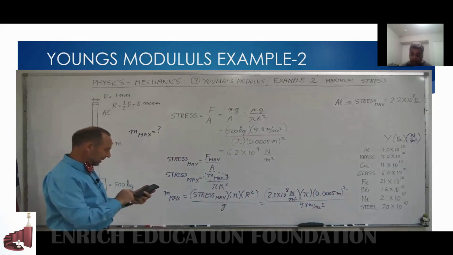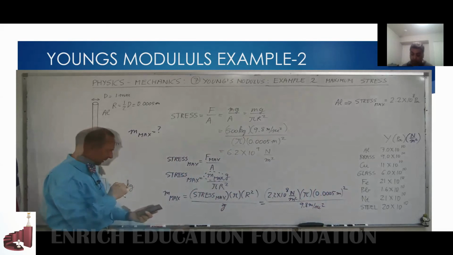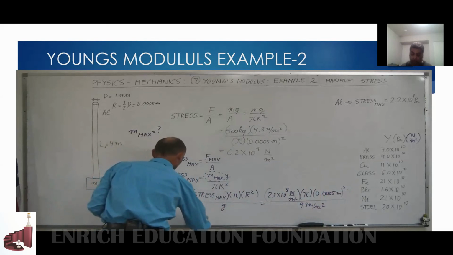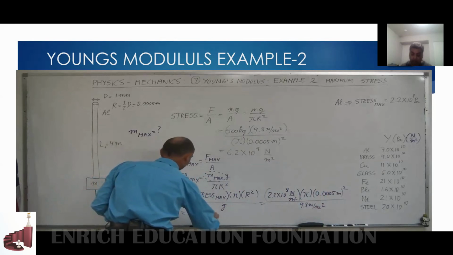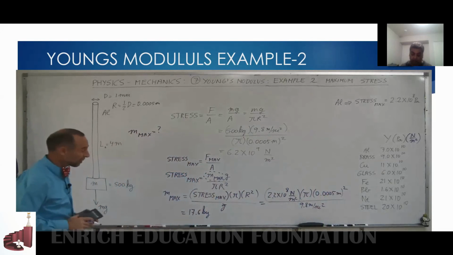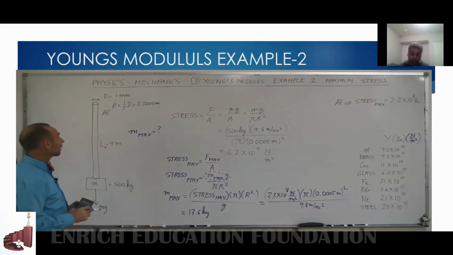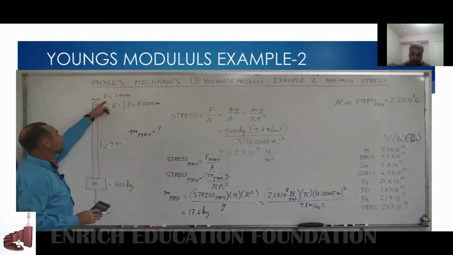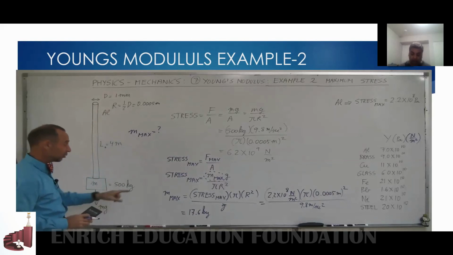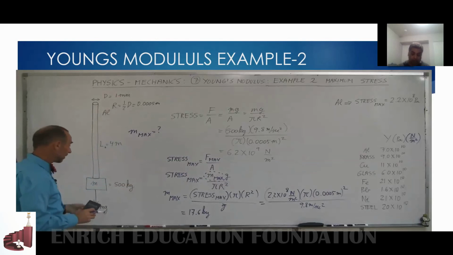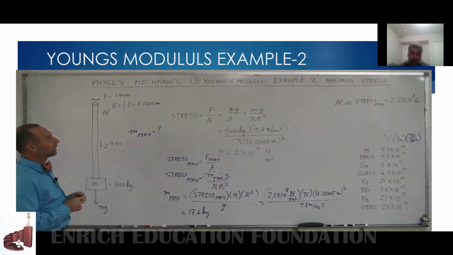2.2 e to the 8 times pi times 0.0005 squared divided by 9.8 equals, and it says 17.6 kilograms, which is slightly less than 40 pounds. So you have a wire made out of aluminum with a diameter of 1 millimeter, which is not very big. Do not hang more than about 40 pounds or about 17.6 pounds on it, or the wire will break.